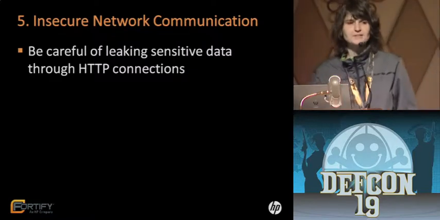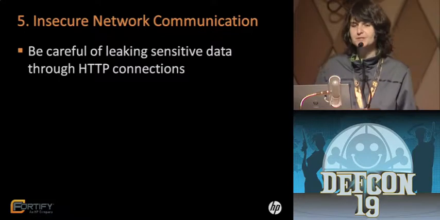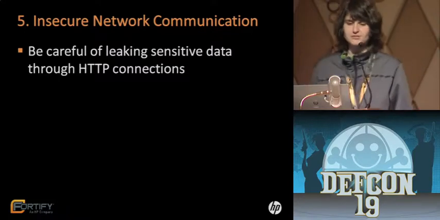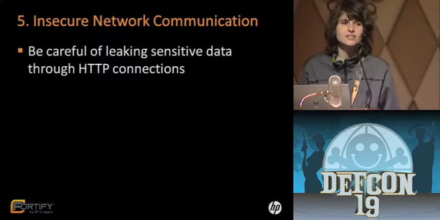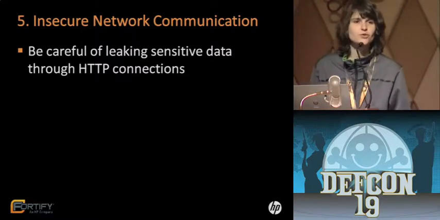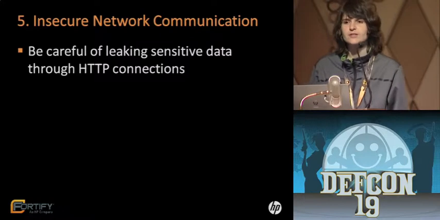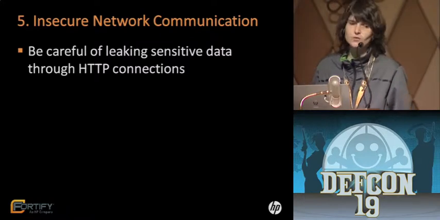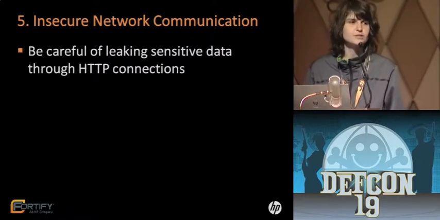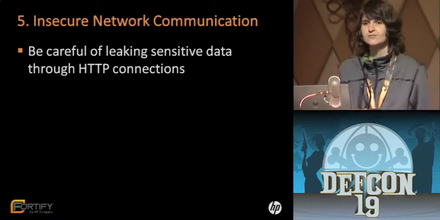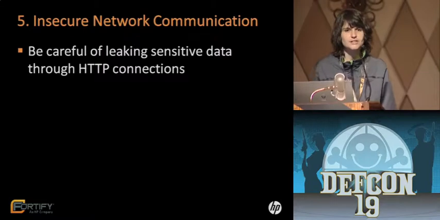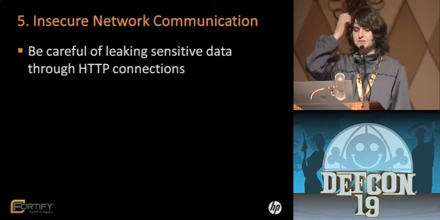So the security vulnerability number 5 that we think developers can make is insecure network communication. Basically, just like in the case of insecure storage, what we're worried about is leaking sensitive data. Only in the case of insecure storage, we're leaking the sensitive data onto an SD card. In the case of insecure network communication, we're looking at over HTTP.